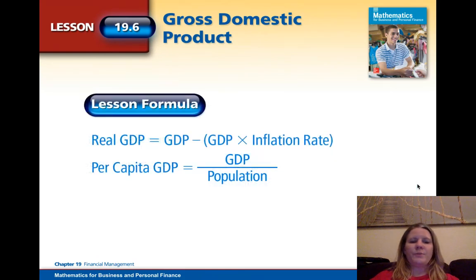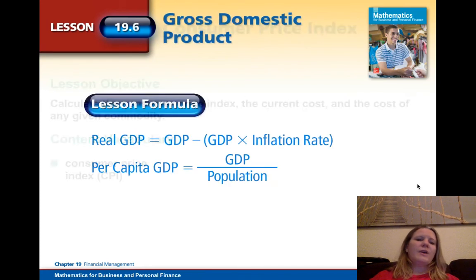So here are our formulas for this section. Your real GDP, remember, accounts for inflation. So it's the GDP minus a little something because usually inflation inflates money, and so you have to subtract off a little bit to find the real GDP, which is usually a lower value. Per capita GDP, simply divide by the population number. And that evens things out so that you can see per person or per capita about how much GDP you have. So that's it for chapter 19.